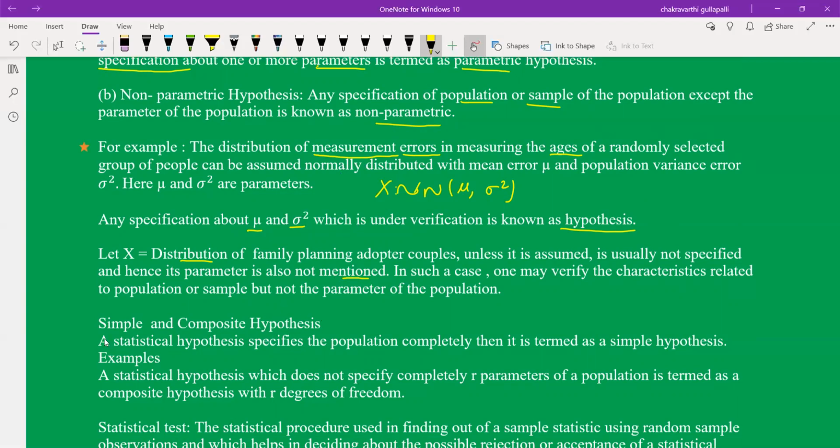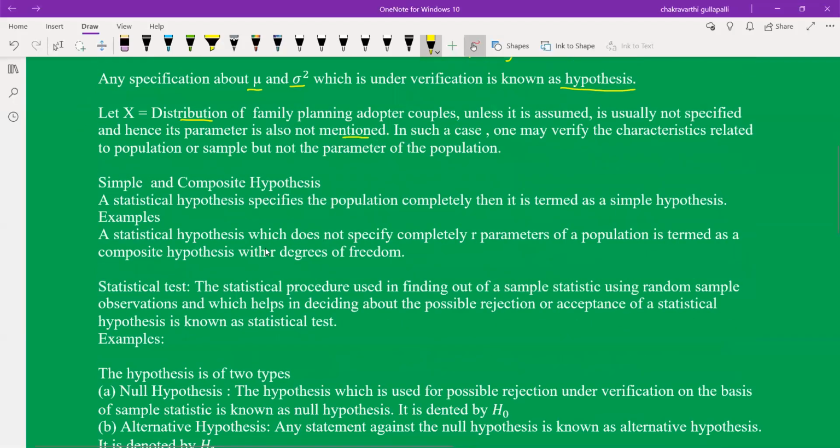Next one, simple and composite. What is simple and what is composite hypothesis is very, very important from the examination point of view. With the help of this concept, we can easily solve the problem.